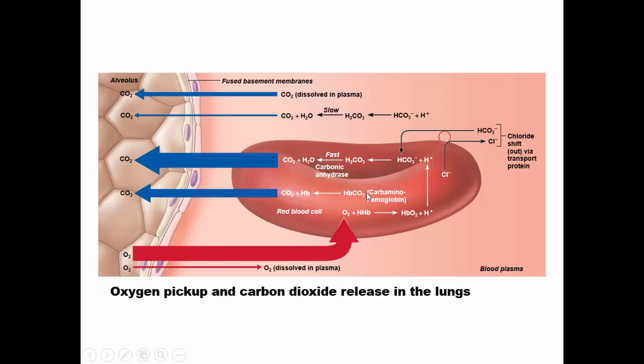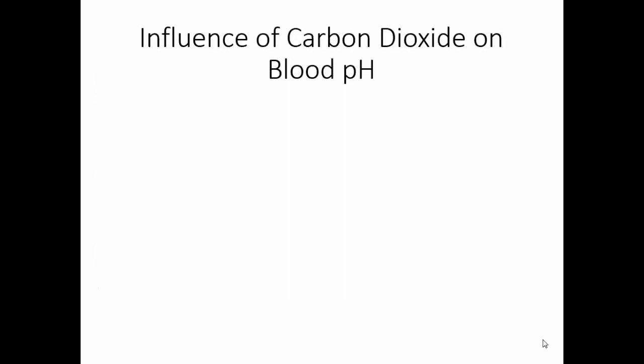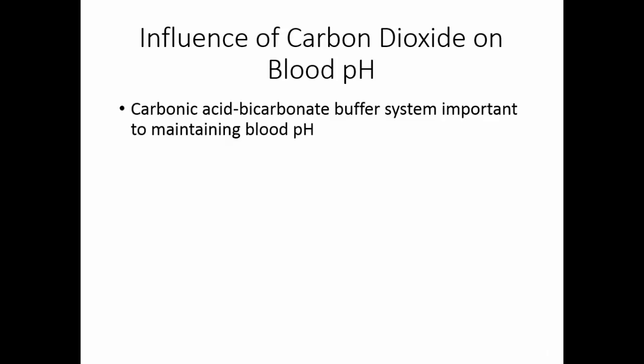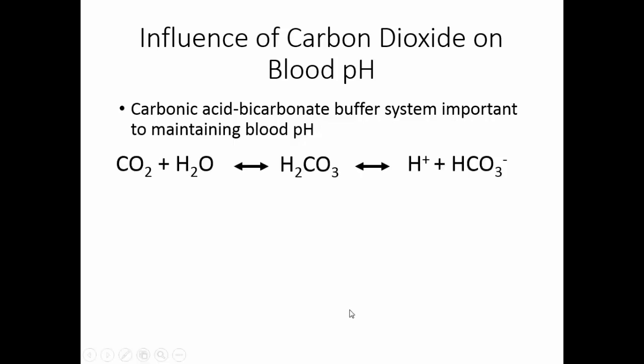Hemoglobin will have the carbon dioxide bumped off of it because in the lung we favor oxygen attaching to hemoglobin. Because so many hydrogen ions have the potential to be released, we could have a problem maintaining blood pH. But the carbonic acid bicarbonate buffer system is a very important system for maintaining blood pH.